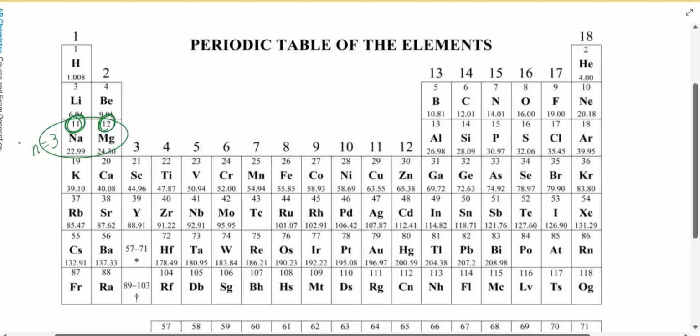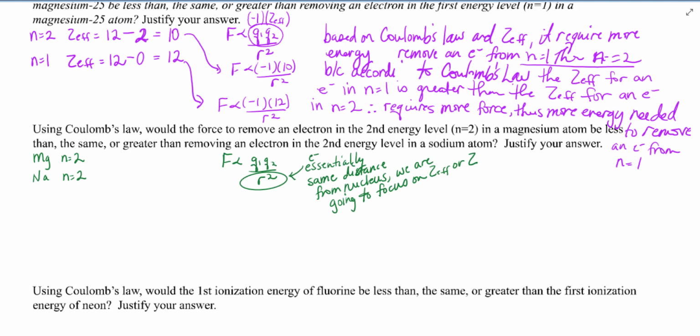They come from the same energy level. Both of these atoms are on the same energy level 3. We're removing electrons from the same energy level 2. So we need to focus on what's different. What's different is their protons, the number of protons that they have. So let's go back here. So we're going to focus on the number of protons. All right. Magnesium has 12 protons, and sodium has 11 protons.